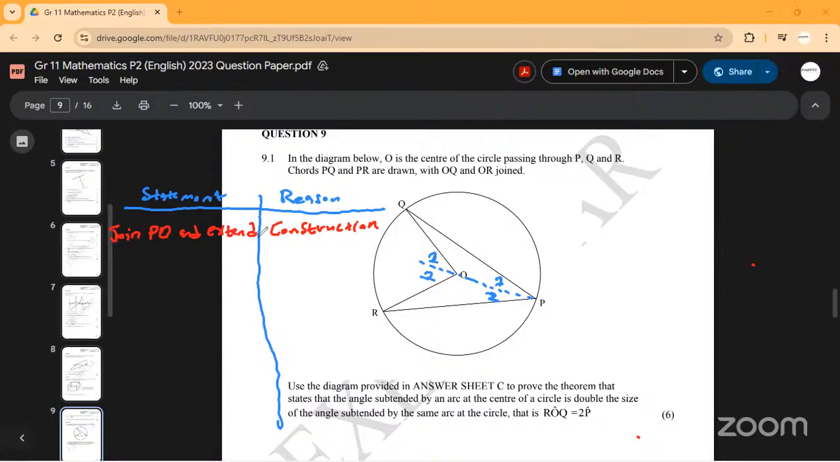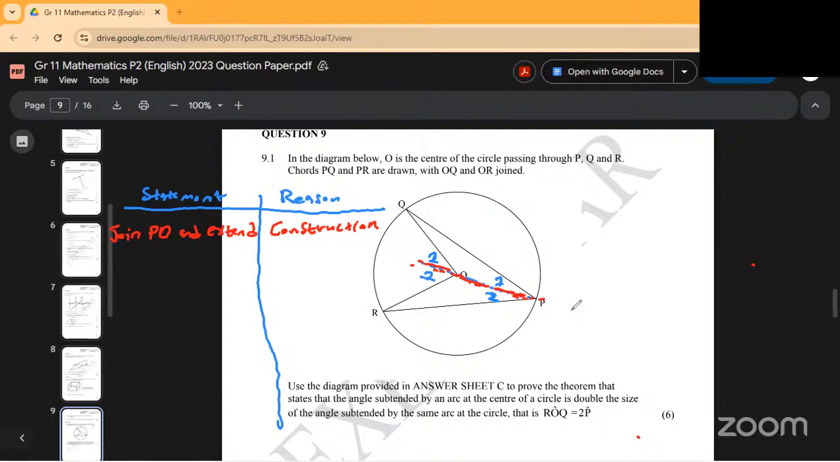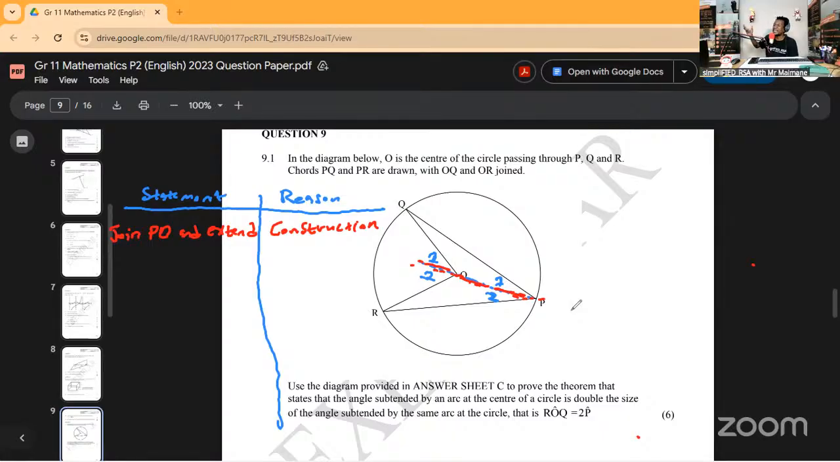Oh, I see. I joined PO, and we extended it a bit after joining it because we had to go a bit far to create our angles O1 and O2. In my textbook, it doesn't give a reason per se. It just says joined CO and produced. Yes, it doesn't matter how they say it.